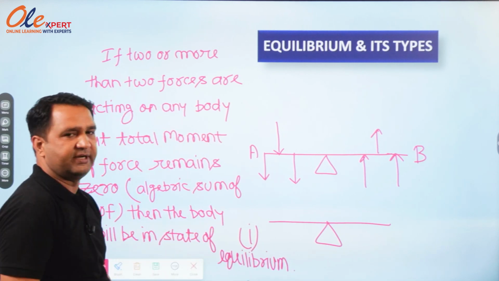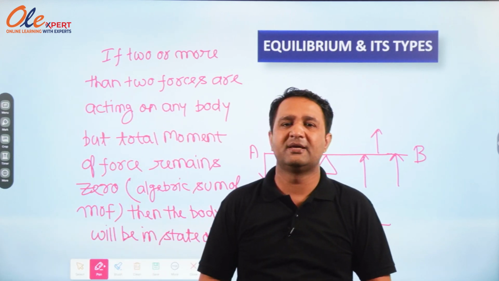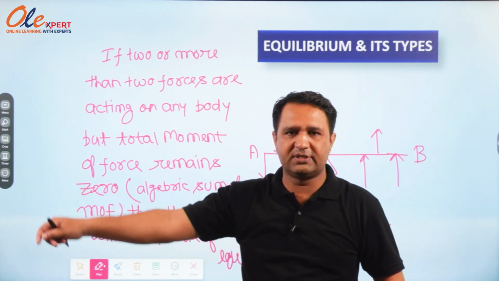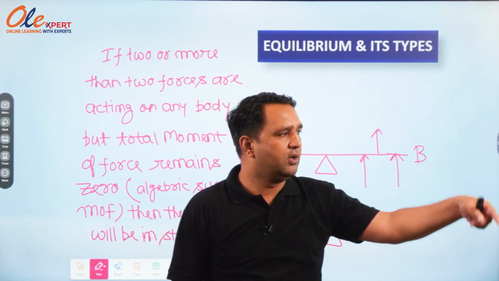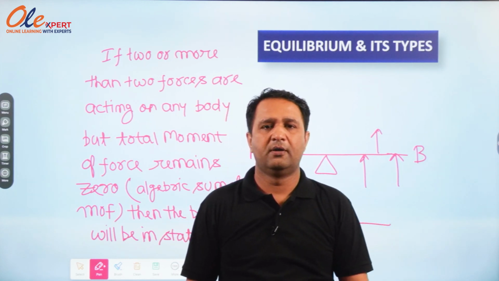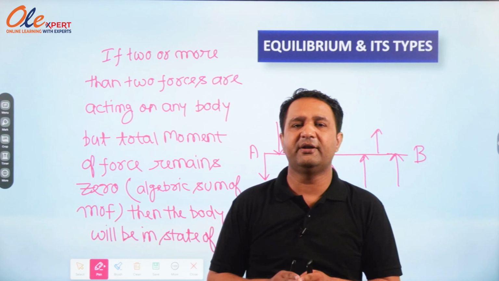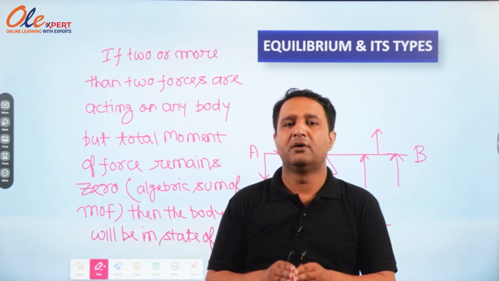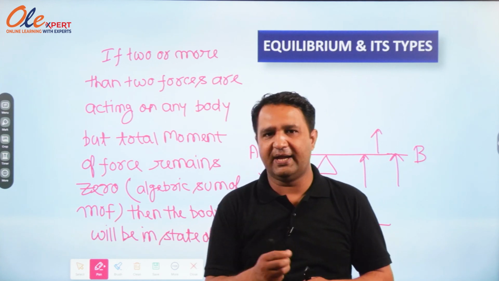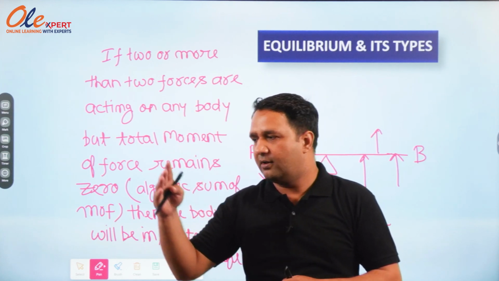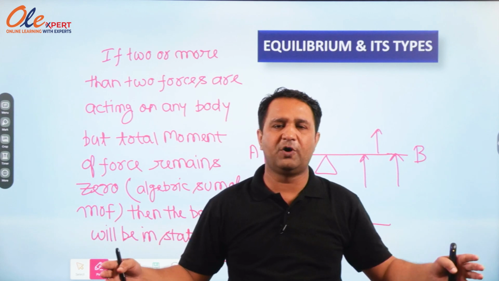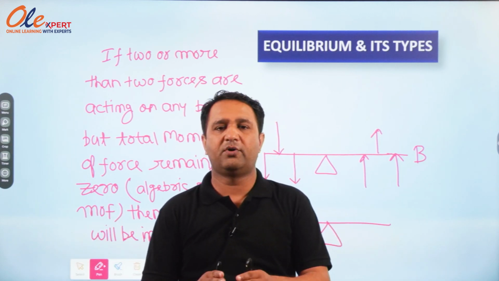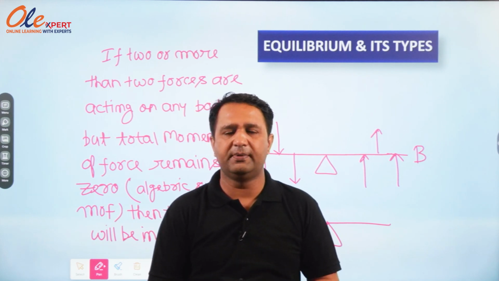It will be in a state of equilibrium. What does it mean? The algebraic sum of this side's forces is equal to the algebraic sum of this side's forces. So in this condition, I will be in a state of equilibrium. Same happens when the body is fixed at any point, and at both sides of this fixed point, if equal and opposite forces are applied, then the body will remain in a state of equilibrium.